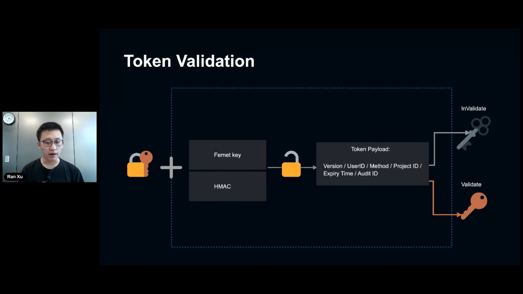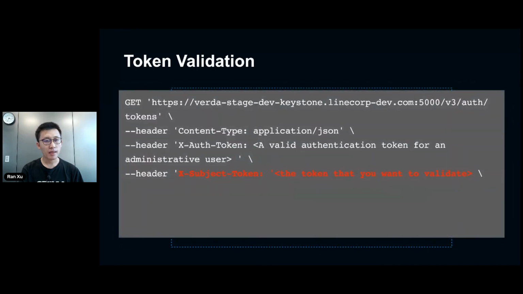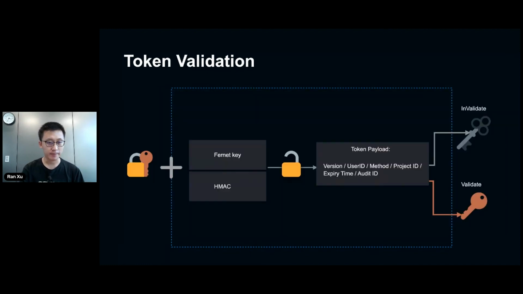For the token validation part, let's look at the request payload of token validation first. After Keystone receives this request, it first uses the Fernet key to decrypt the token that is in the X-Subject-Token HTTP header. And then it compares the expiry time of this token with the current time. If it is already expired, Keystone will return a token not found error to indicate to the client that this token is already invalid.